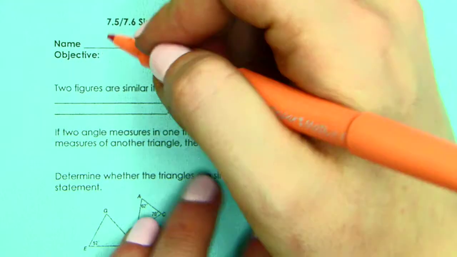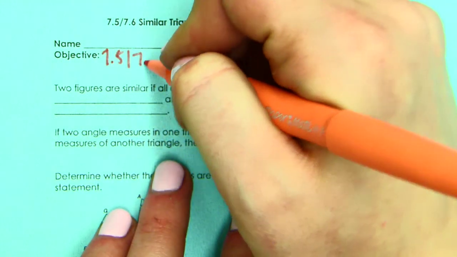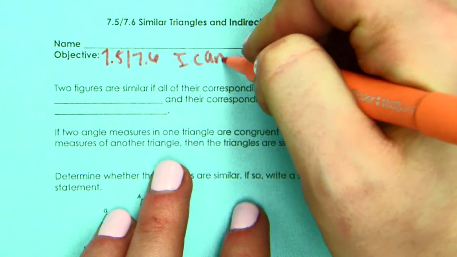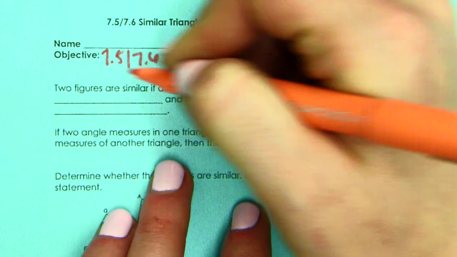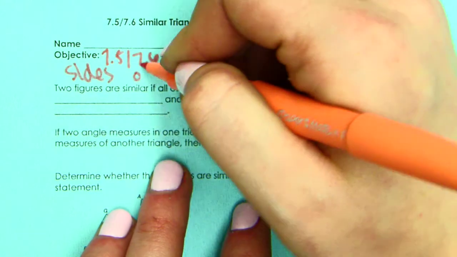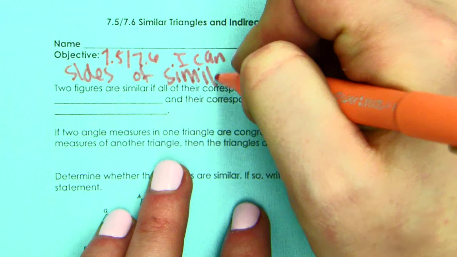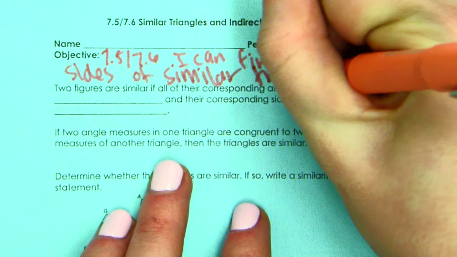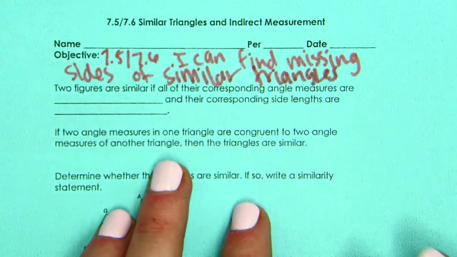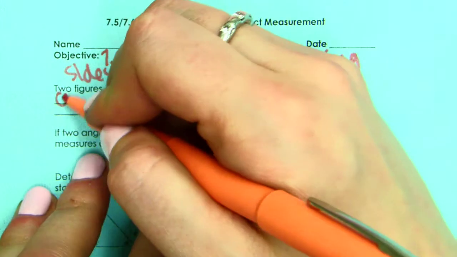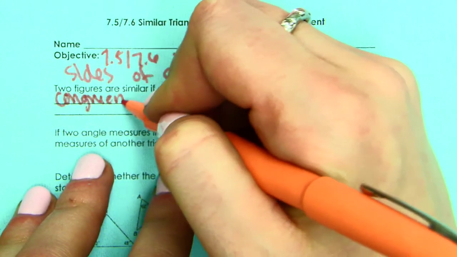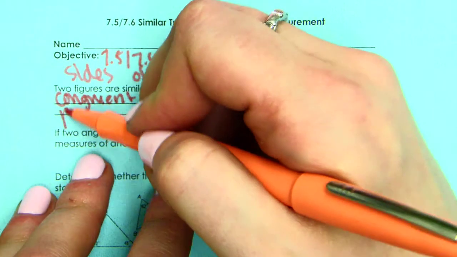So for this one is 7.5 and 7.6. I can find missing sides of similar triangles. Two figures are similar if all their corresponding angle measures are congruent, so the angles have to be exactly the same, and if their corresponding side lengths are proportional.